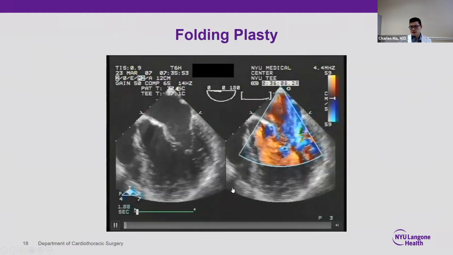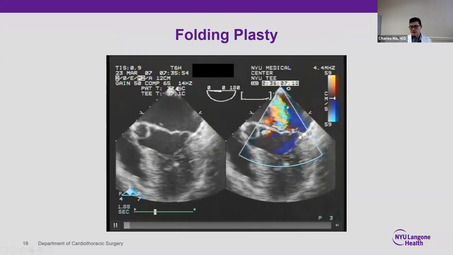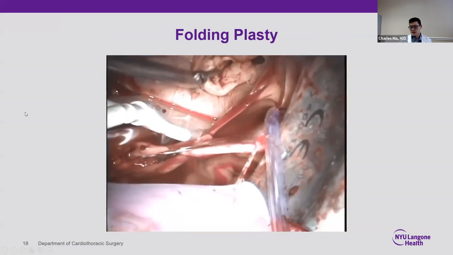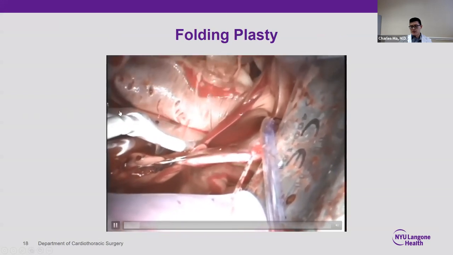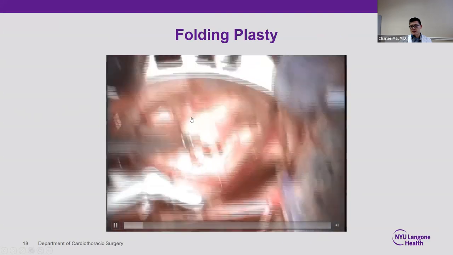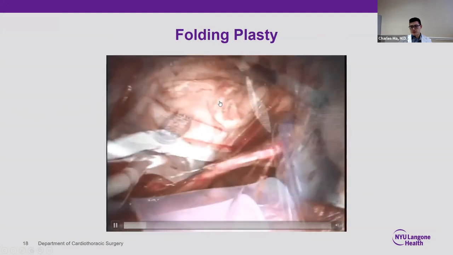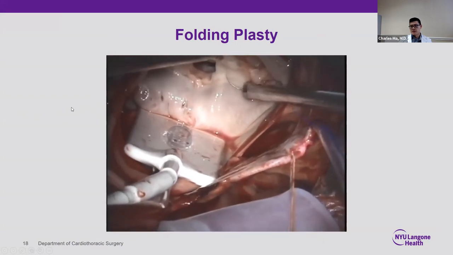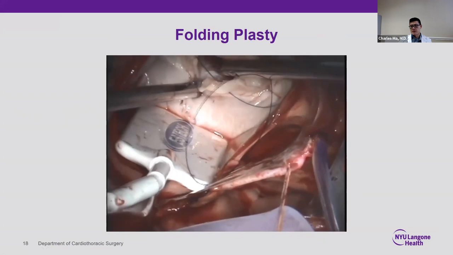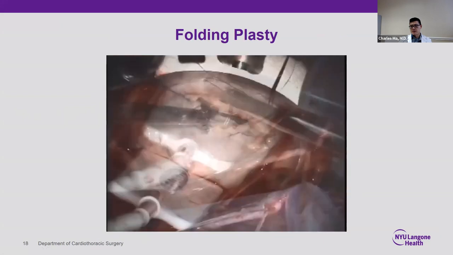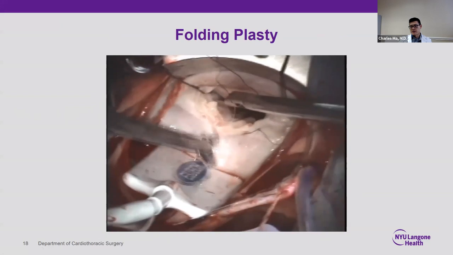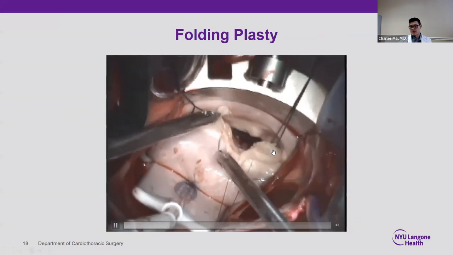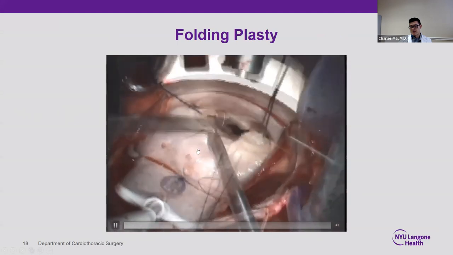And here's the video. Now you see here the mitral valve, the preoperative findings. There's a huge anteriorly directed jet consistent with posterior prolapse. Here we see the prolapsing segment of P2. We see a normal anterior leaflet. We resect the prolapsed posterior segment of P2. And now we put in folding plasty sutures, which lower the height of the residual posterior leaflet. We did that on P3, and now we're doing this on P1.